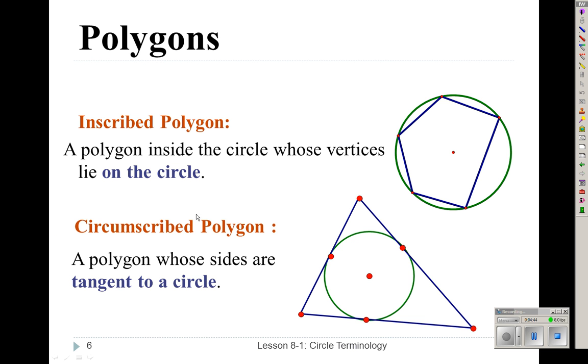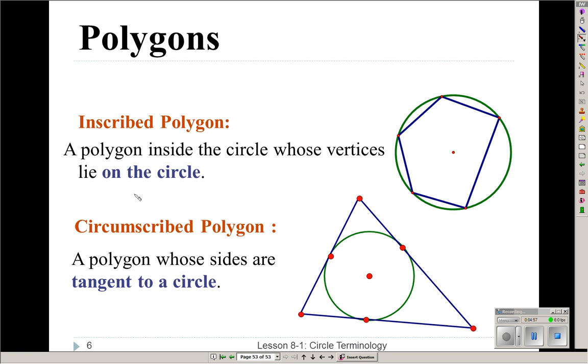Inscribed polygons and circumscribed polygons we have here. An inscribed polygon is a polygon inside the circle whose vertices lie on the circle. So we have here a pentagon that is inscribed in the circle. Every vertex of the pentagon touches the circle. Inscribed sounds like inside. That's one way to remember it. The inscribed polygon is inside the circle.